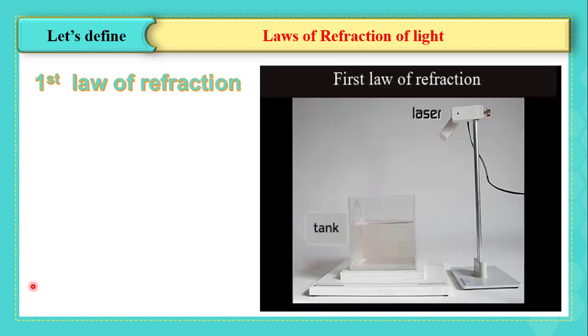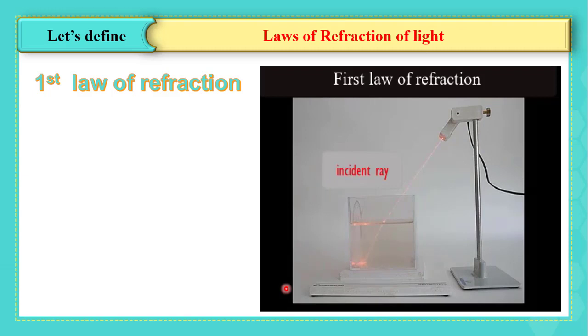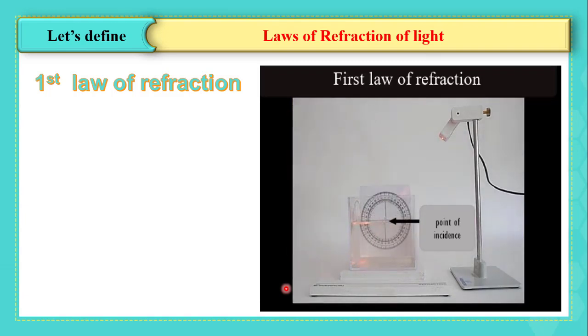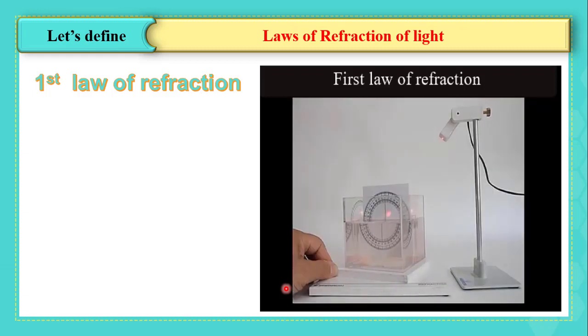Let's observe the following experiment. We will use a source of laser light, a tank half filled with water where light can cross the interface air-water and the refraction of light takes place. We can observe the incident ray, the refracted ray, and the point of incidence. Using a sheet of paper perpendicular to the interface, we can prove that the incident ray and the refracted ray exist in the same plane of the paper, called the plane of incidence.